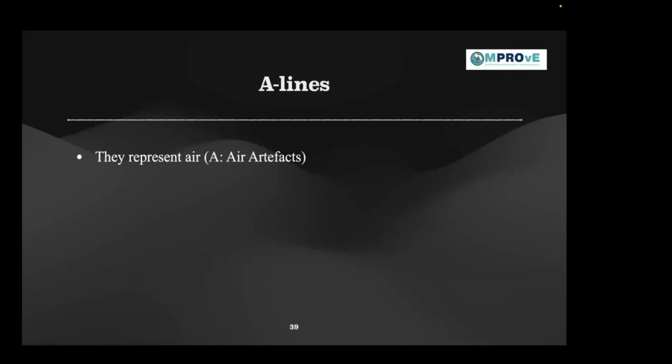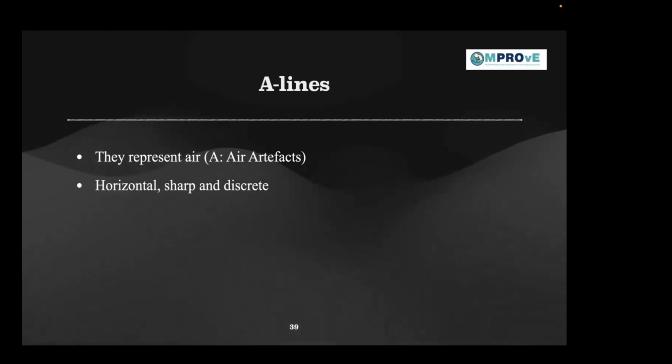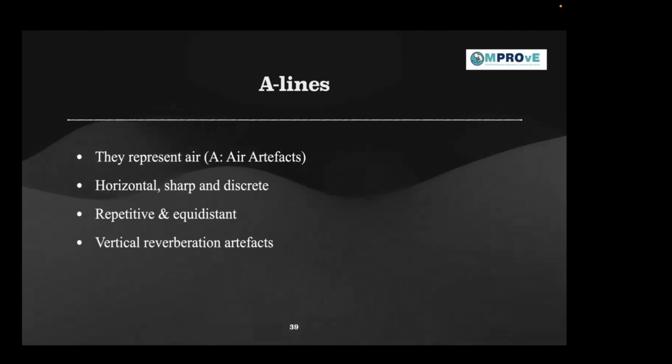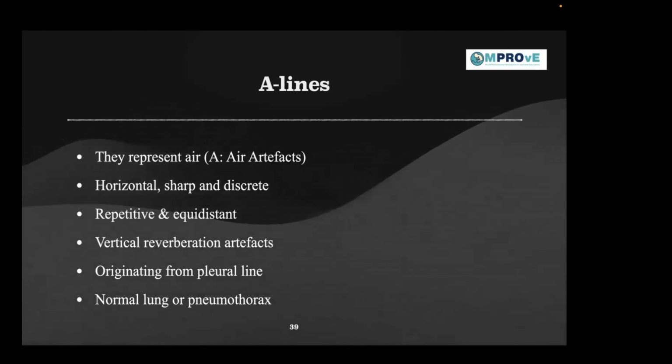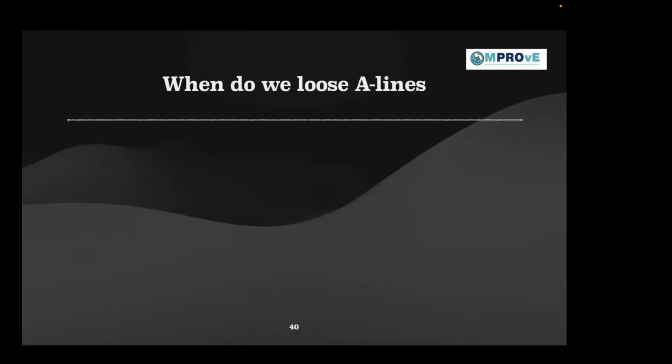So A lines, for the A profile, of course. A lines represent air, as we have discussed already. They are horizontal always. They are very sharp and they are discrete. They are repetitive and equidistant. We have gone through that, and it's a reverberation artifact, and it originates from the pleural line. And you can see A lines in the normal lung, of course. Lungs are supposed to be filled with air, or you can see that in the pneumothorax as well. Pneumothorax, air again. So you see A lines in a normal lung and the pneumothorax.